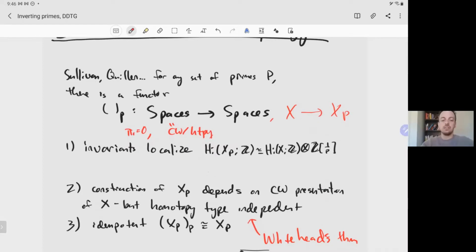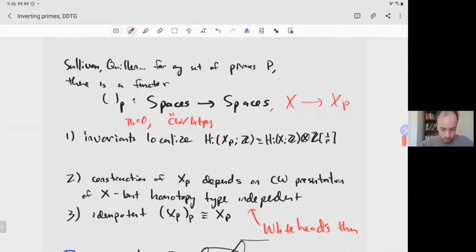Let me say that. And third, this functor is idempotent. So if you apply it twice, it's the same thing as applying it once. You should just think, okay, when I tensor with Z with 1 over P, if I do that twice, it's the same thing as doing it once. Okay, so that's the construction.